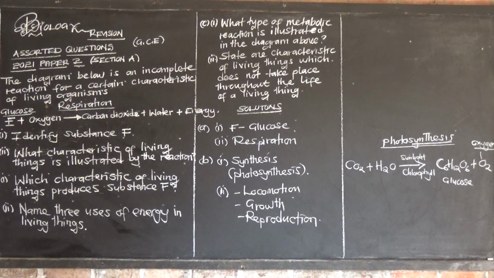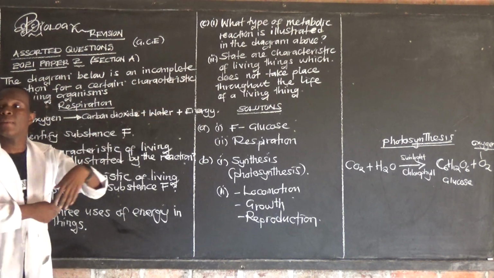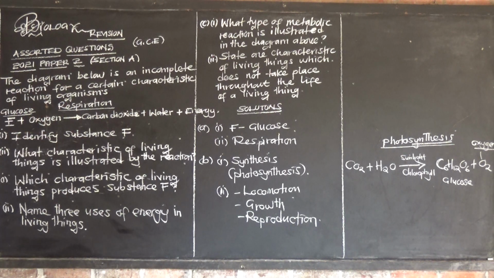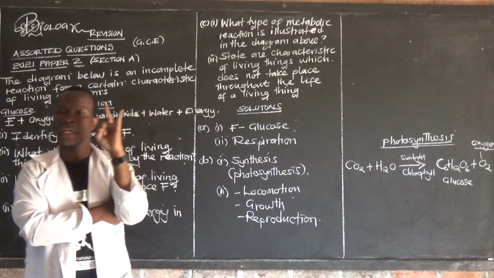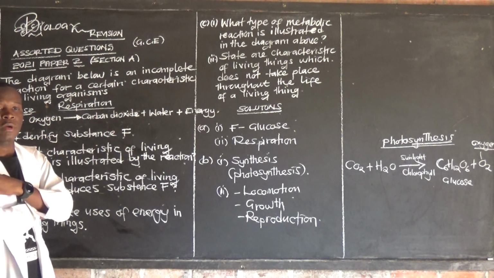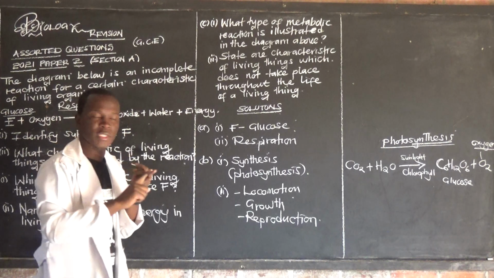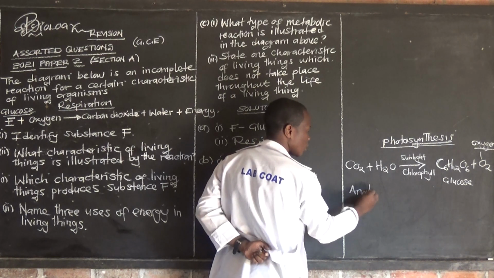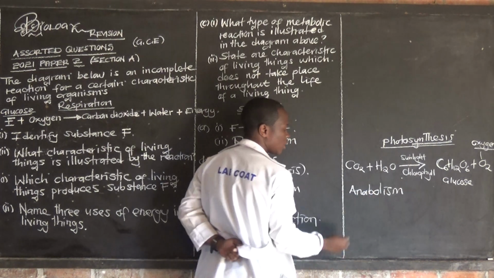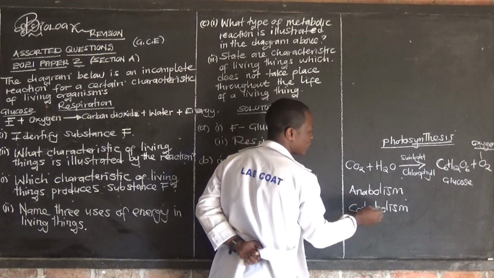Very good. The sum total of chemical reactions taking place in a living organism, that's what we call metabolism. Metabolism is the total sum of all the chemical reactions which take place in a living organism. And there are 2 types of metabolism. Number 1, anabolism. Then you have catabolism. So these are the 2 types of metabolism.